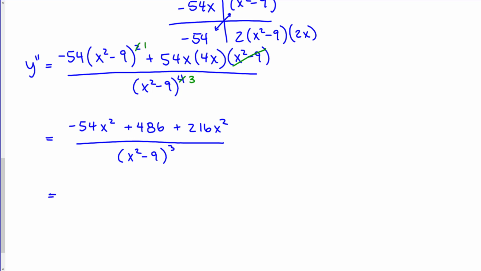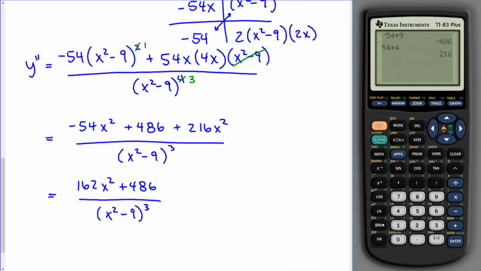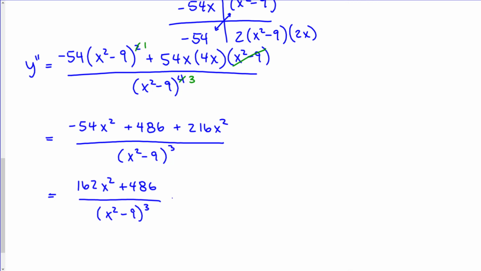This is already looking much better. Negative 54 plus 216, that's going to be 162. So 162x squared plus 486 all over x squared minus 9 cubed. And wouldn't you know it, 486 divided by 162 is 3. So I can actually factor out 162, and that's going to leave me 162 times x squared plus 3 all over x squared minus 9 cubed.